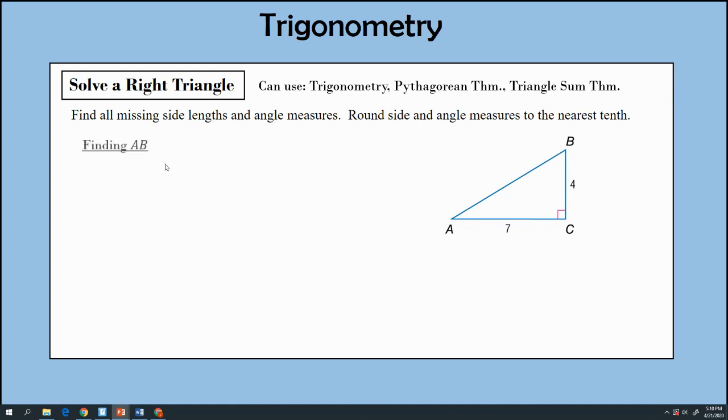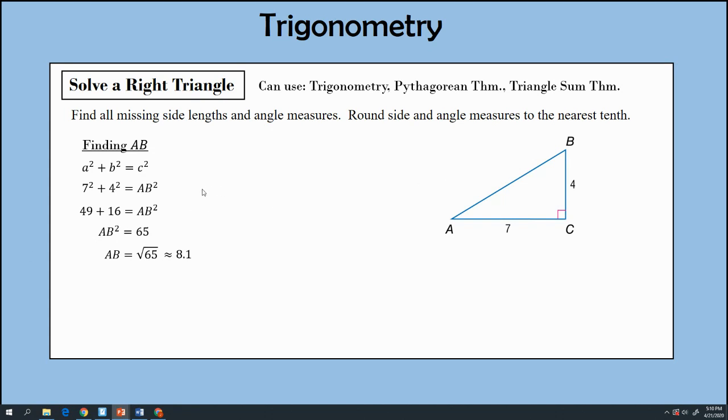In fact, if I'm finding AB in this triangle, I have to find that side length. I'd use the Pythagorean theorem for starters. A squared plus B squared equals C squared. 7 squared plus 4 squared equals AB squared. AB squared equals 65. The square root of that is about 8.1. So I know the distance from A to B is about 8.1.